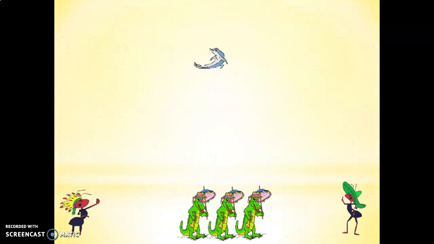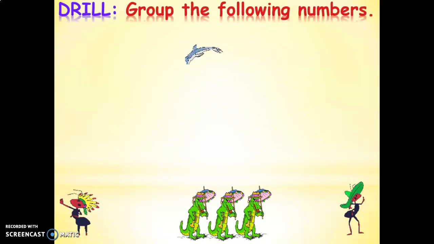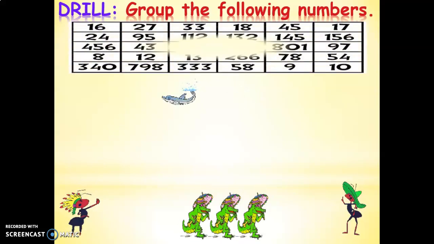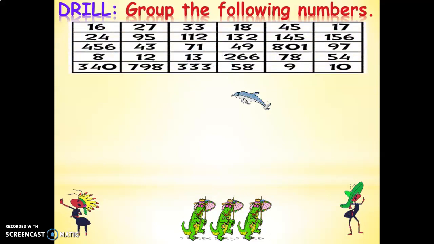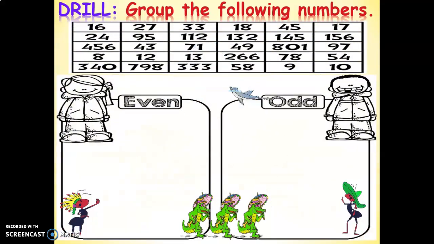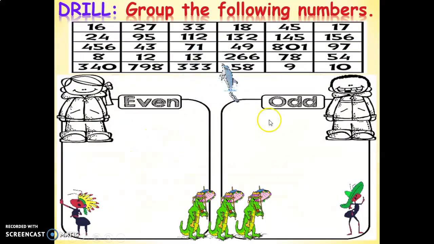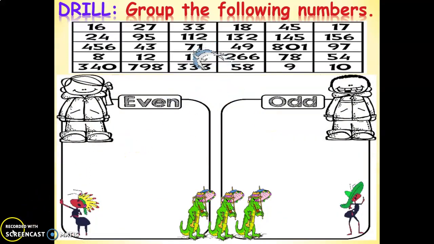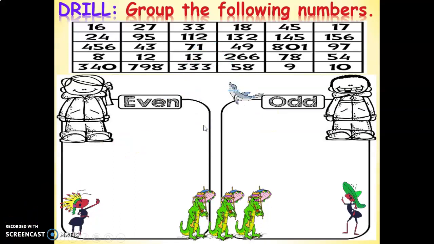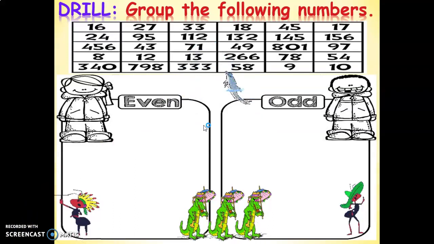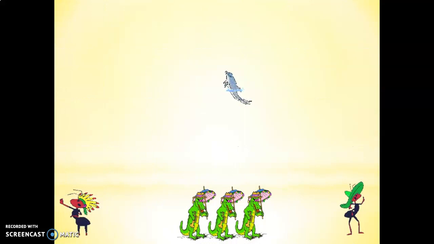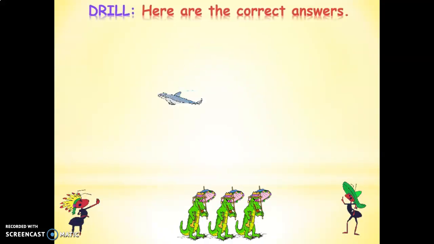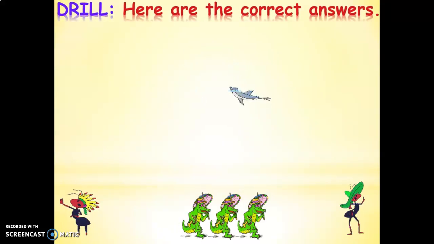Now that you have seen the lesson about even and odd numbers, let's try to answer this drill. Try to group the following numbers. Think whether these numbers belong to even or odd numbers. Try to think of your answer. If you are now finished, you can now take a look at the correct answers. So here are the correct answers.